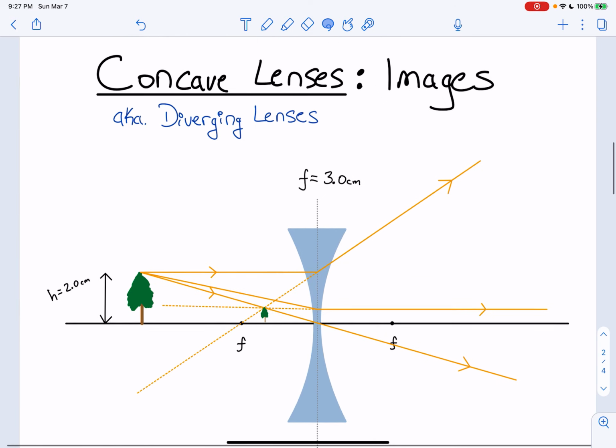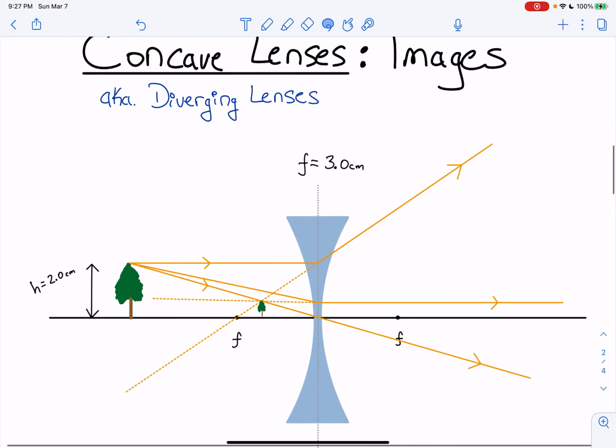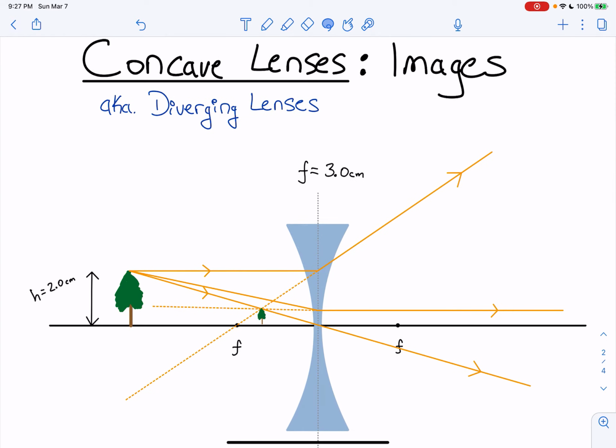So we zoom back out and look at this in context. Now we know where the image is, the orientation, and the size. We could measure it if we wanted to, and if we've done a very careful job, then we'll get a height of about 0.6 centimeters versus the original height of 2 centimeters. But let's do the calculation and see how it works out.